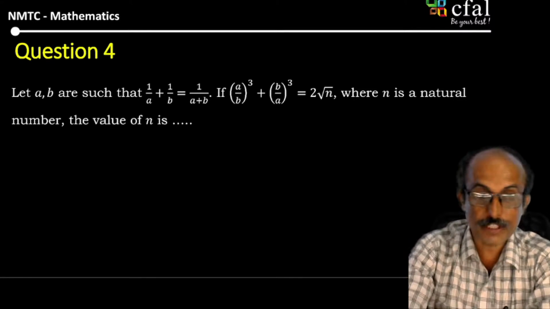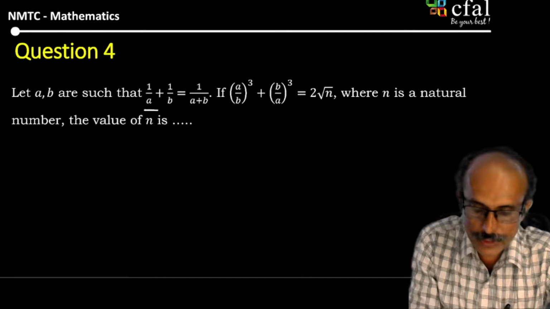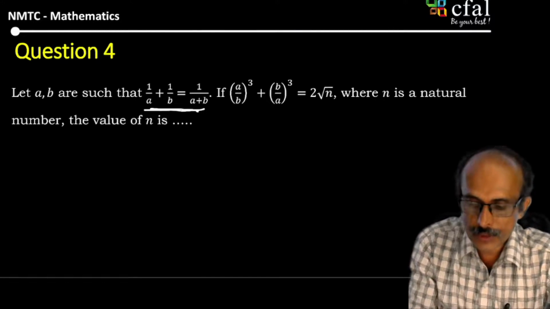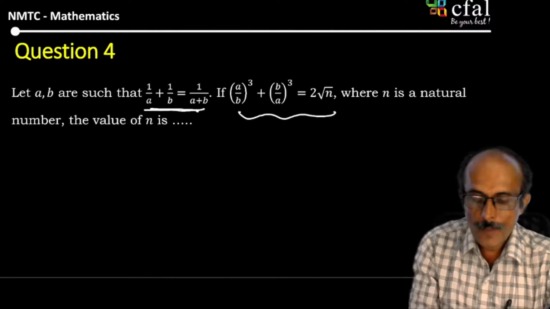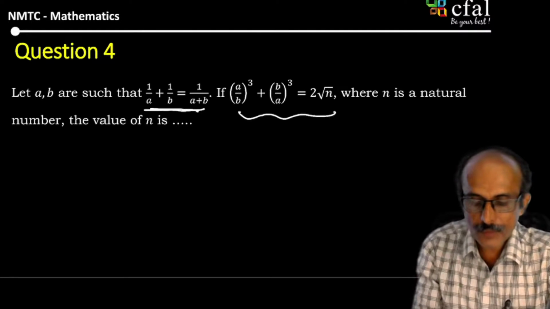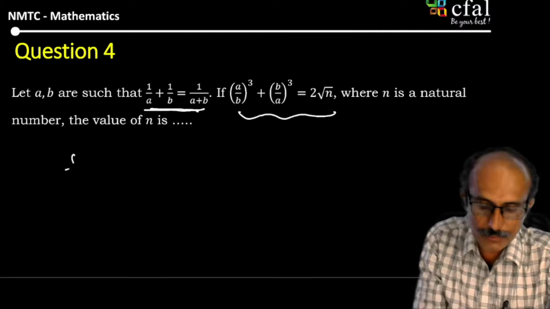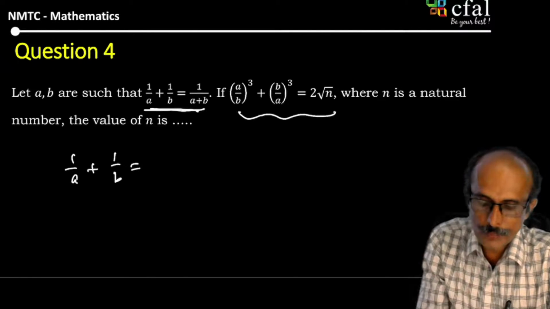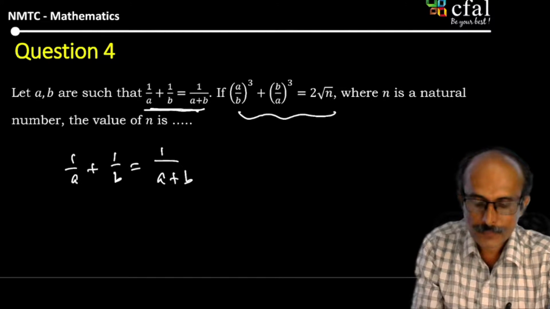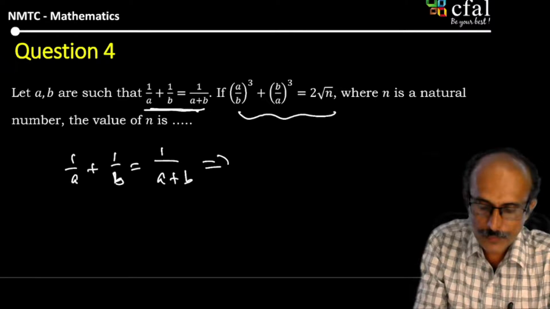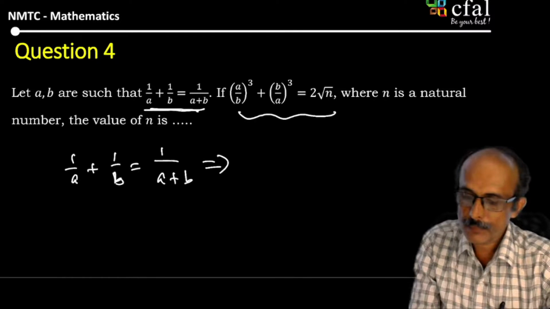So let us try to simplify the hypothesis. We are going to use this hypothesis to evaluate this expression. So how do we use this? Let us simplify first. 1/a + 1/b = 1/(a+b). So that simplifies to ab = (a+b)^2.